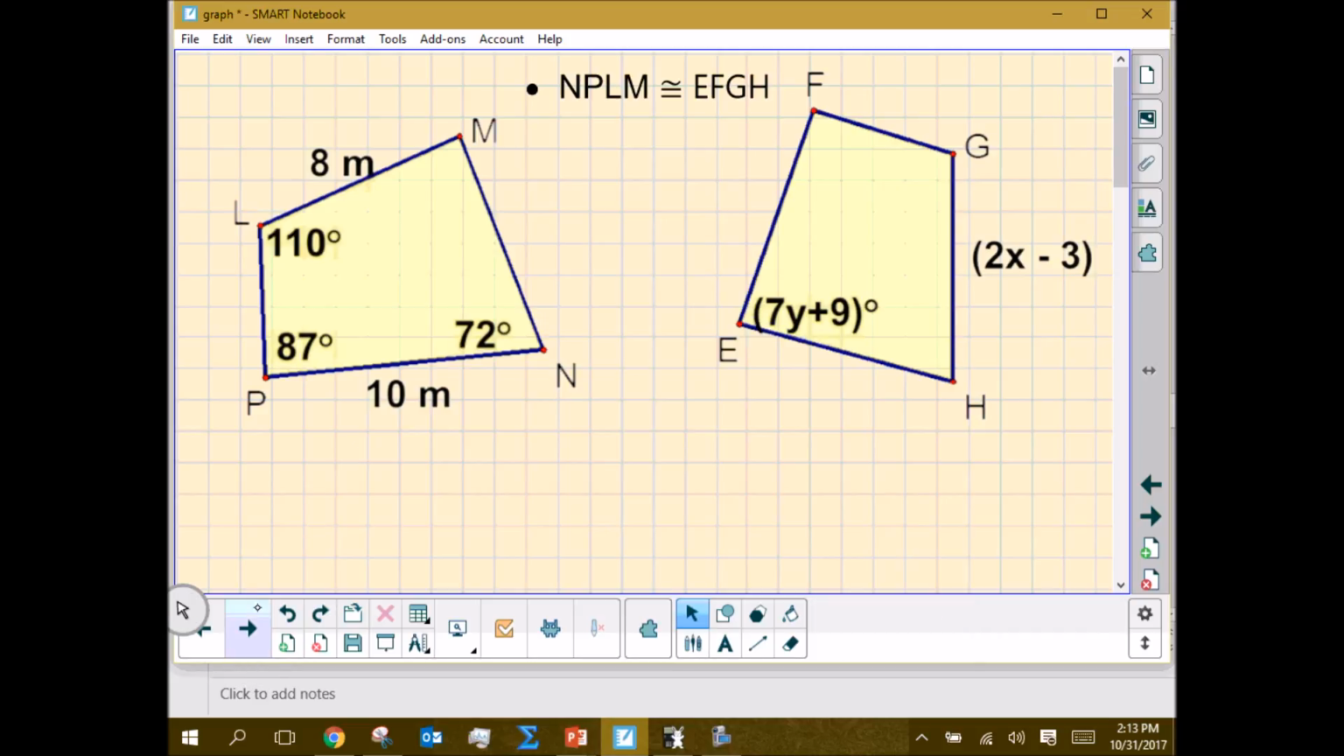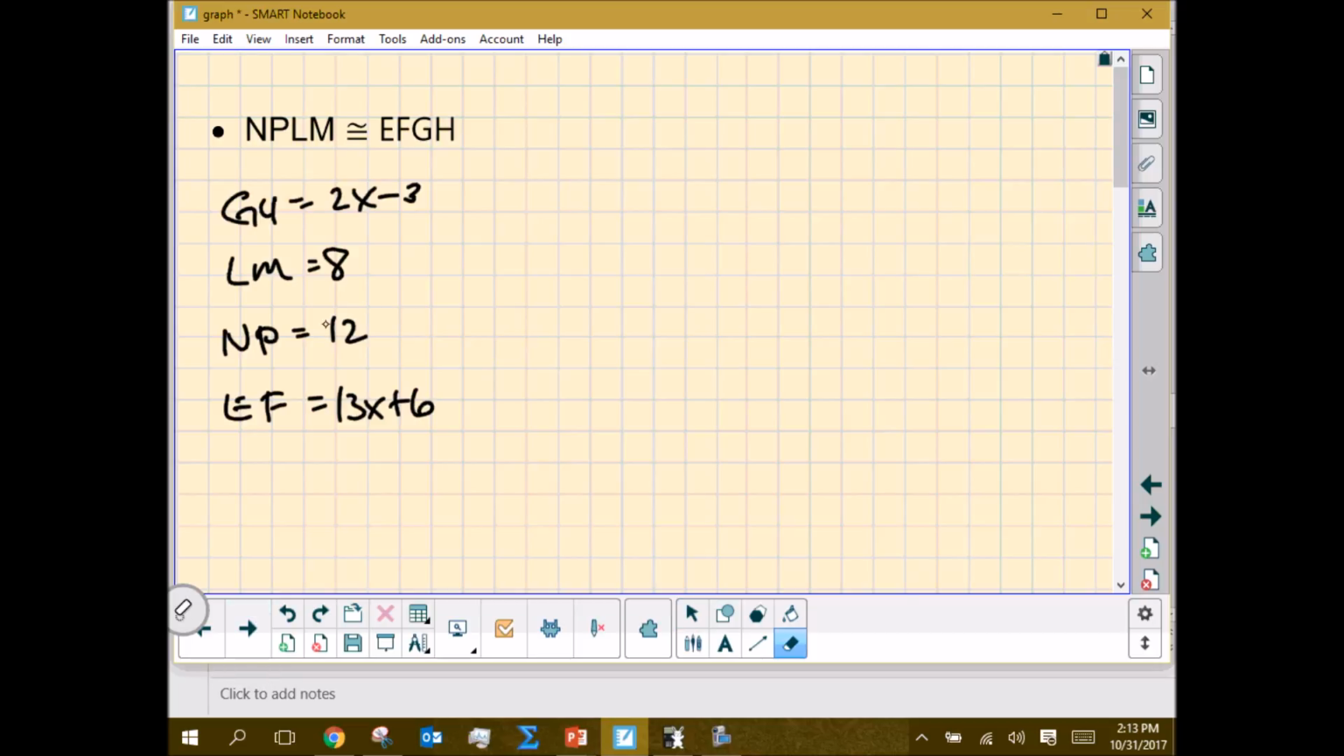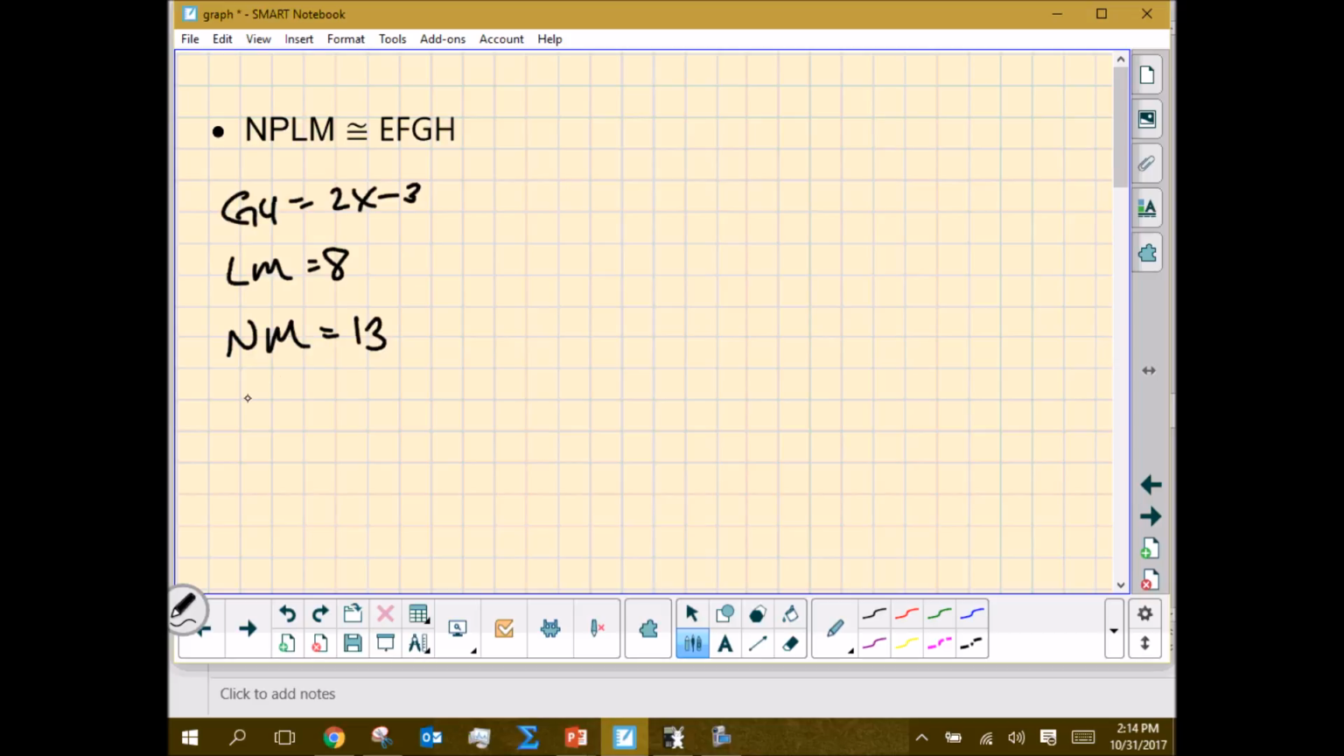Here's another thing that they'll do. They'll give me information like this. They'll give me a congruency statement, and then they'll tell me NM is equal to 13. There are 3 things up there, right? And I can maybe get the right answer just by happenstance, by picking out 2 and setting them equal to each other. Hopefully we know 8 and 13 should be set equal to each other. So then I could go 2x minus 3 equals 8, or 2x minus 3 equals 13.